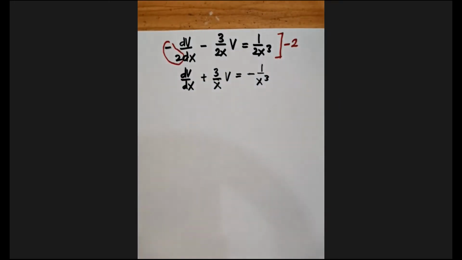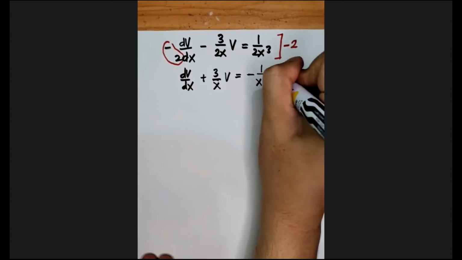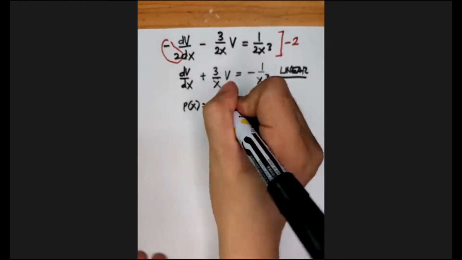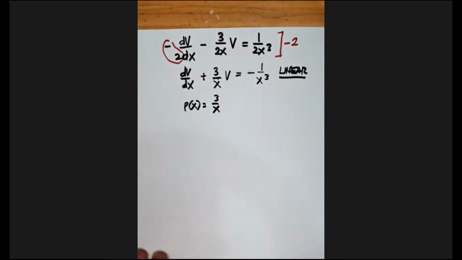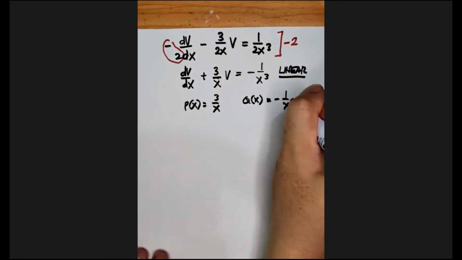Okay, so this time it's now linear. Linear. So gamitan na natin na siya ng linear method. So what's our p of x? So p of x is 3 over x. And then yung ating q of x is negative 1 over x cubed.